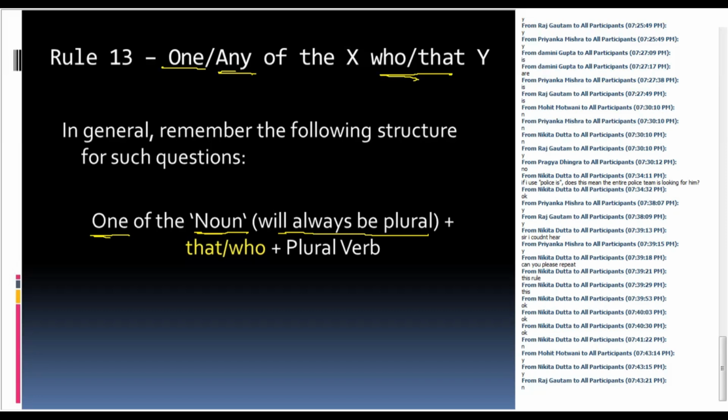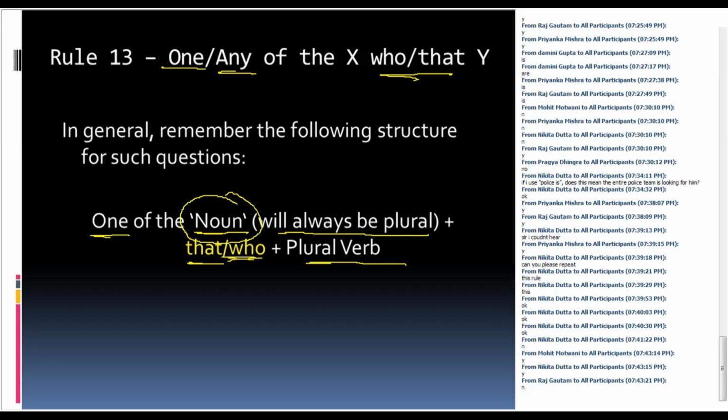This noun will always be plural. And after this noun, if and only if you have the words that or who, then the subject becomes plural, and that is why you have to use a plural verb.